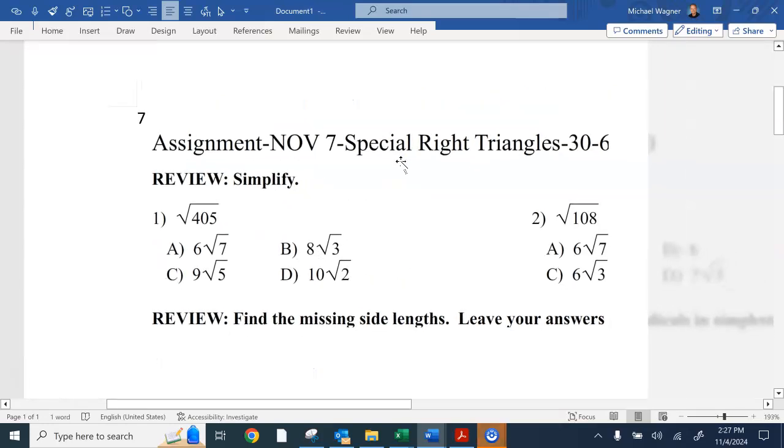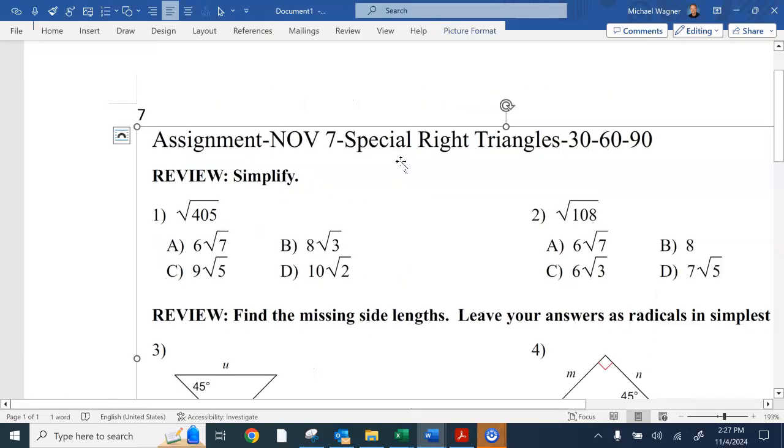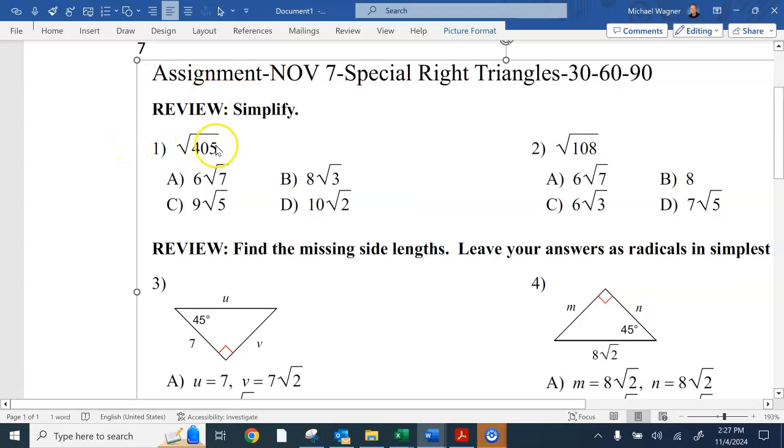So there's two problems on the assignment for today. Number one, you've got two simplification of radicals to review that. Take a moment, pause the video, try to do that and see if you can get the correct answer and simplify it completely. And then come back and check it out and I'll go over the explanation.